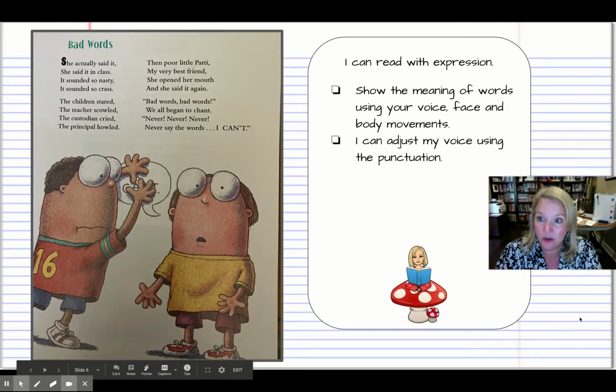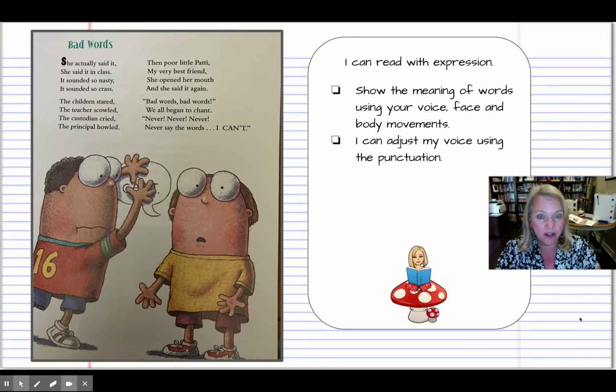Our second success criteria says, I can read it with expression, and here it says right here, I can adjust my voice using punctuation. Now this last stanza really works well because there's a whole lot of punctuation. Did you notice the quotation marks? Did you see the comma? Did you see the exclamation point? And look, I even have these 3 little dots. Do you know what that's called? It's an ellipsis. Now, if I'm going to read with expression, I have to pay attention to the punctuation marks.